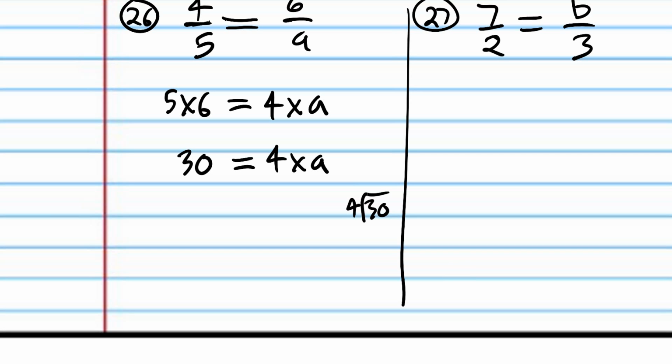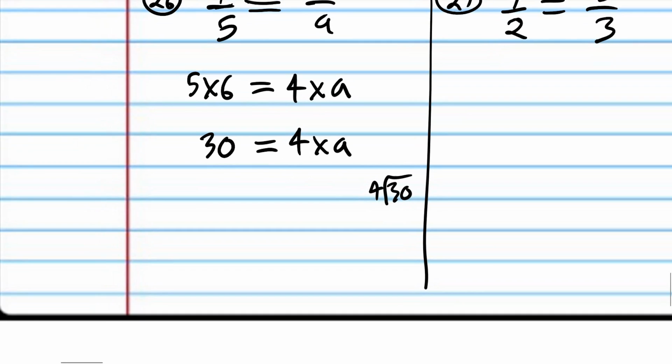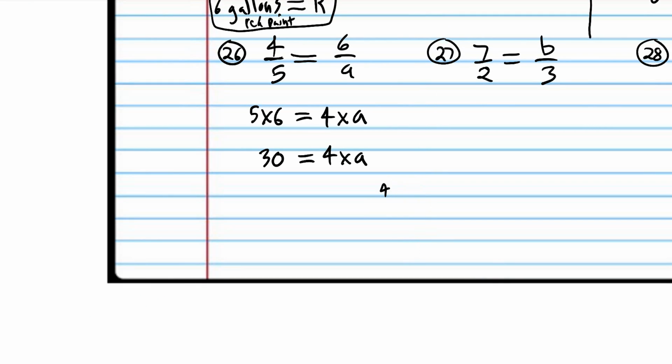4 goes into 30. Actually, you know what? I'm going to do this work over here in the margins. That's perfectly fine to do your work in the margins. 4 doesn't go into 3, but it does go into 30. It goes in 7 times. Bring down a 0, put your decimal. 4 goes into 25 times. 4 times 5 is 20. 20 minus 20 is 0. Bring the decimal straight up, and we got 7.5. So a is equal to 7.5.